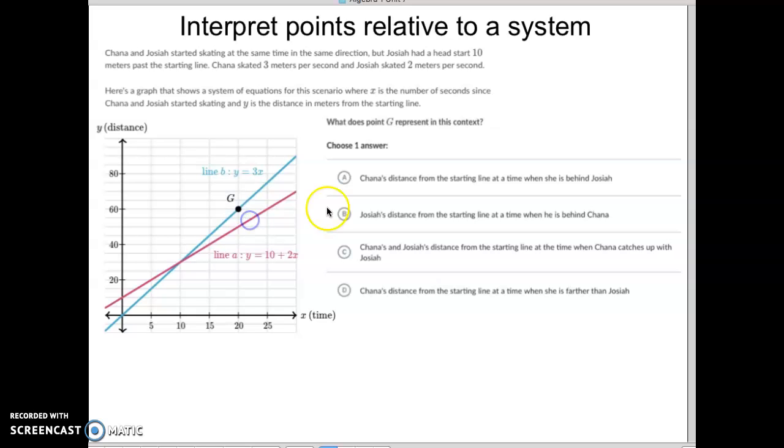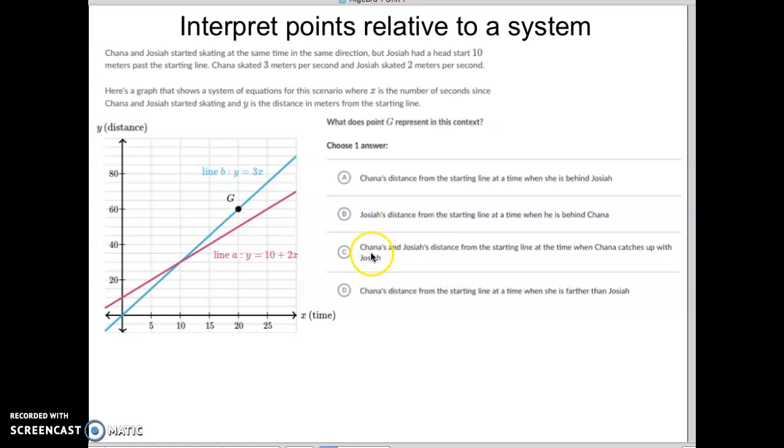So let's read what they say. A: Channa's distance from the starting line is behind Josh. Well, that's not true. Actually, her distance is ahead of Josh, so it's not A. B: Josiah's distance from the starting line at the time when he is behind Channa. No, it has nothing to do with Josiah. This is Channa up here.